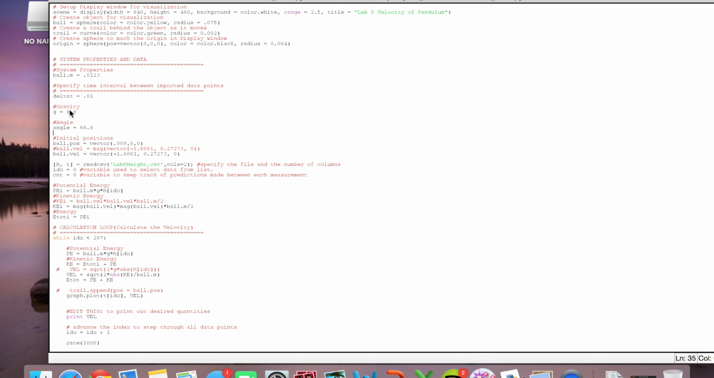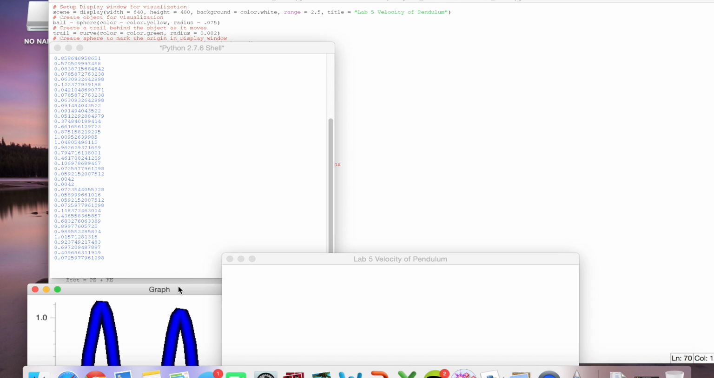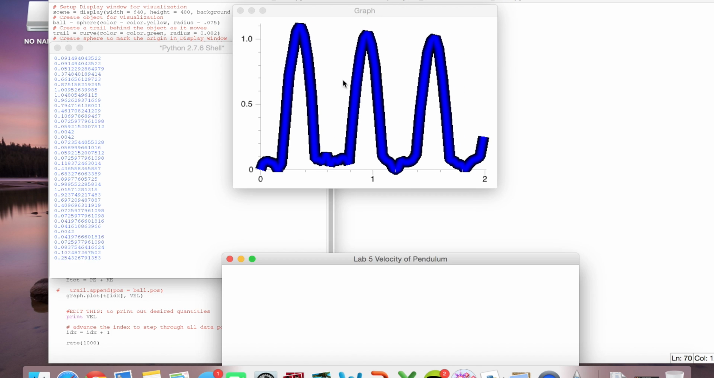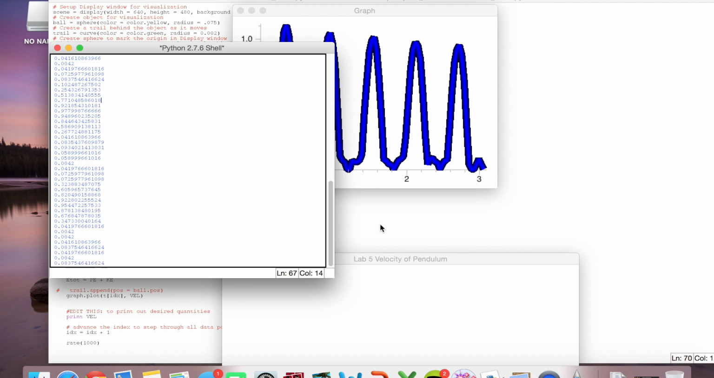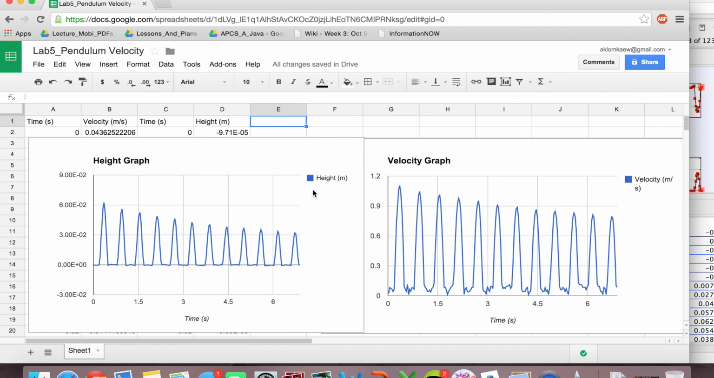So in Python, we've plugged everything in, like we said earlier: the angle, the gravity, the ball's mass, the time, and everything. We also include the height. Then we find the velocity and compute that out. When we run it, that's a graph of the velocity. Then we can compare the two graphs of the velocity and the height. Look at how similar they look.